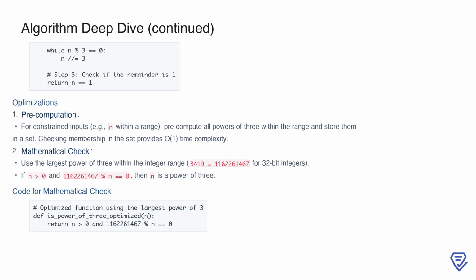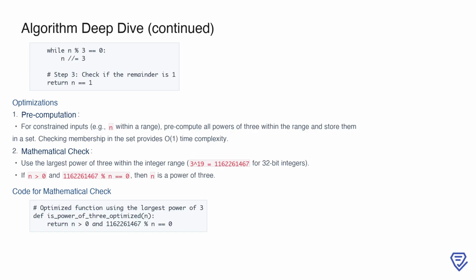In the iterative division step, we use a loop to repeatedly divide n by 3 as long as n is divisible by 3. This is done using the operation n //= 3, which performs integer division and updates n in place. Once the loop exits, we perform the final check. If n has been reduced to 1, we return true since it confirms that n is a power of 3. Otherwise, we return false. While this approach is efficient, there are optimizations we can consider.